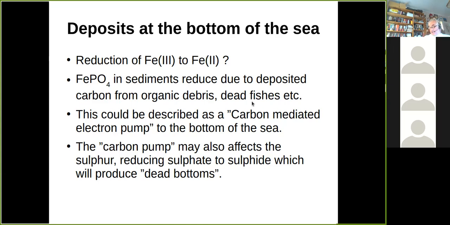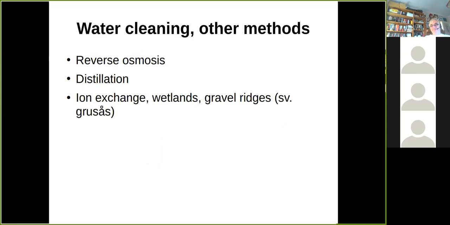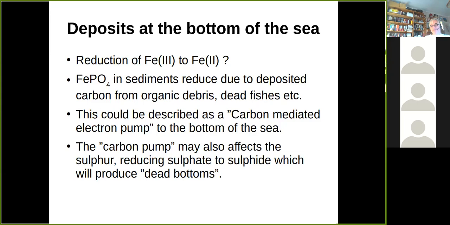On the other hand, a carbon sink will increase the reduction level or the reduced character of the seafloor. So maybe this carbon-mediated electron pump is more effective by a lot of fishes sending out a lot of feces. I never thought about that. How does that reaction look like? The FePO4 is reduced by oxygen, or I mean carbon. Yeah. By carbon.